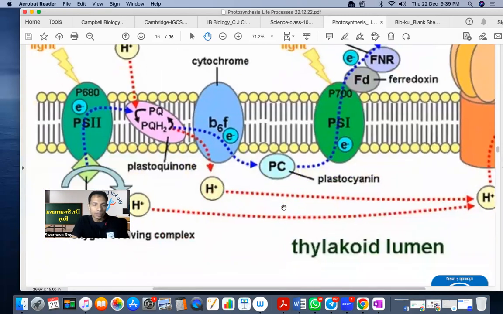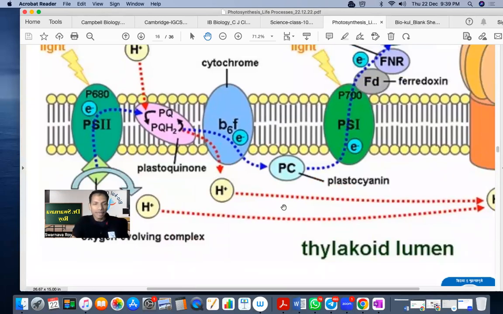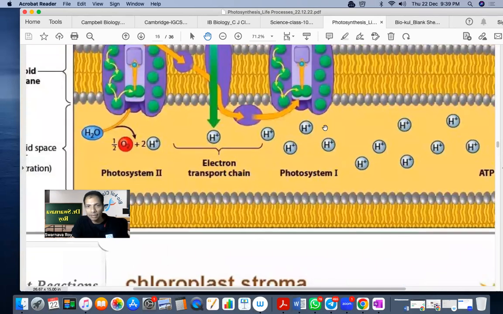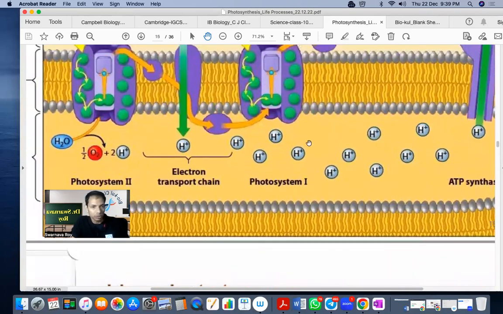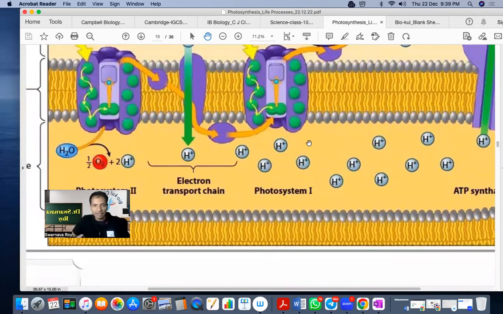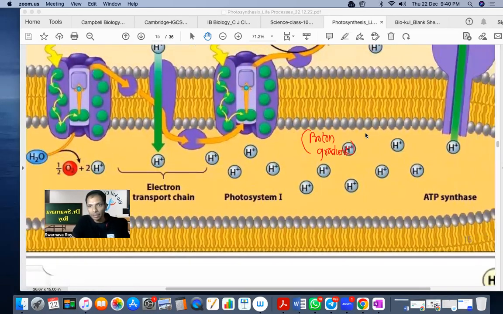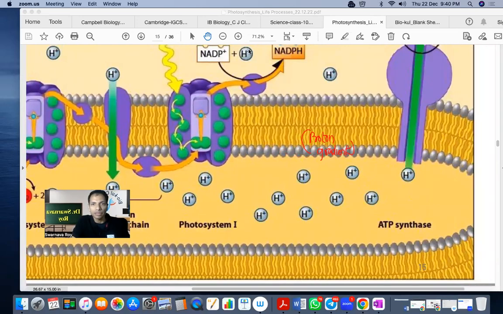So now, all this time, H plus ions, protons, have been accumulating in the lumen of the thylakoid. So that causes a proton gradient formation, okay? So there is a difference in positive charge. So there is a formation of proton gradient, you see? And now these protons have to be returned back to the stroma. It is very, very important. So they have to be returned back to the stroma.